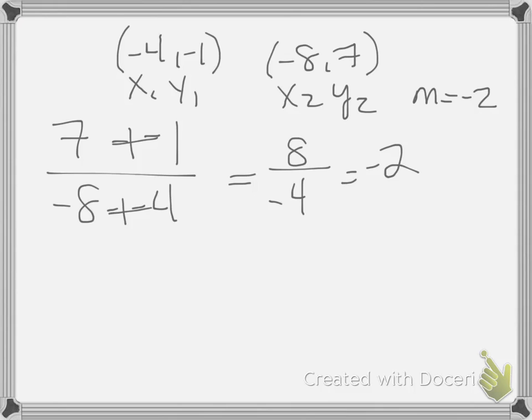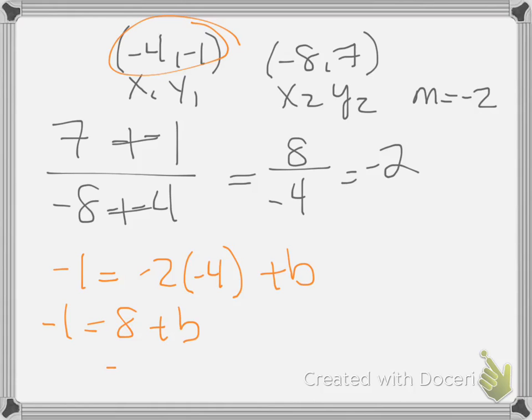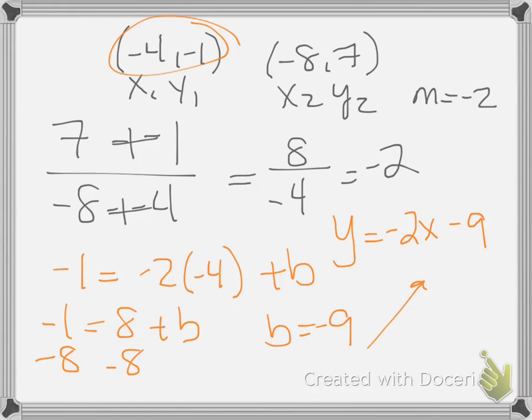Okay, now I got to pick a point to plug into my y equals mx plus b equation. This one looks easier because the numbers aren't as big. So my y is negative 1, and then my slope is negative 2, my x is negative 4, and we still have our plus b. Negative 2 times negative 4 is 8. If we subtract 8, my b is going to be negative 9. Now I have to rewrite the equation because that is not an equation I can graph. So I got y equals whatever my slope is with whatever my b is. So that is the equation I would graph.